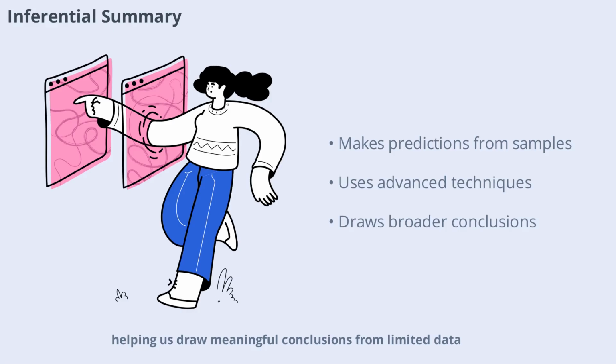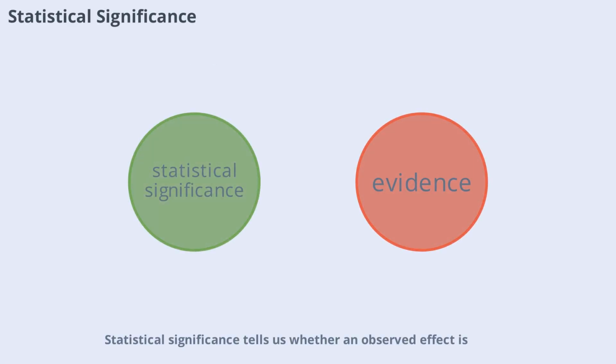Statistical significance tells us whether an observed effect is likely due to chance or represents a real difference. If a result is statistically significant, it means the evidence is strong enough to support a conclusion. This concept is central to interpreting research findings and making informed decisions.